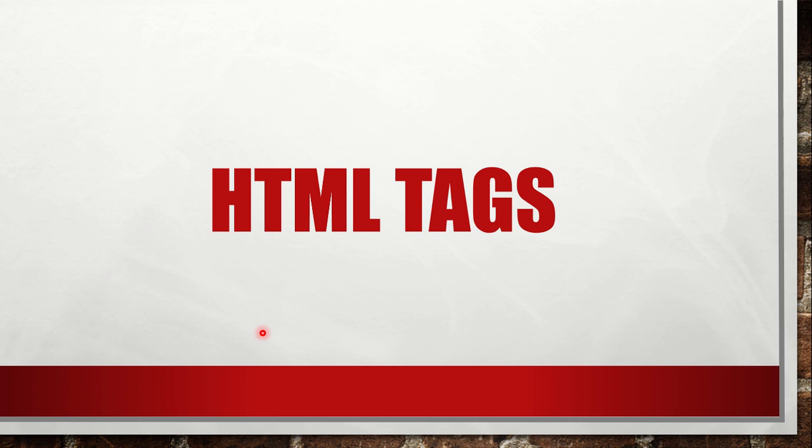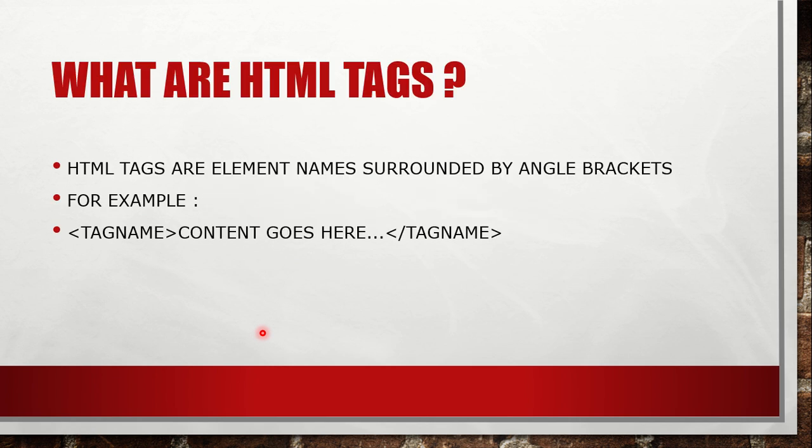So moving on to the next thing, which is HTML tags. So what are HTML tags? HTML tags are element names surrounded by angle brackets. So they are like containers that define how different parts of the web page should behave and appear. They are usually enclosed inside angle brackets. So what do I mean by this?